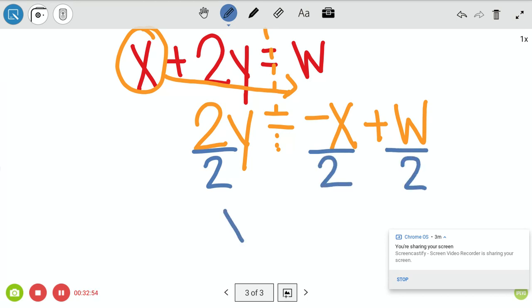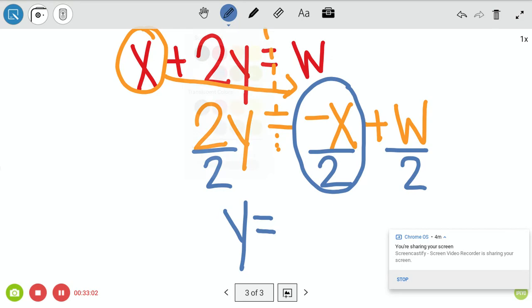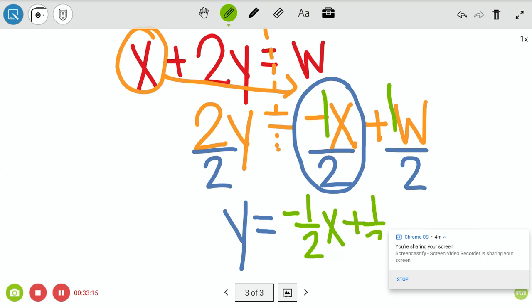So our final solution would be y equals. I want you to know that first term is not negative 2. We never write it, but there's a 1 there. So this is actually negative 1/2 x. Same thing with the w, that's a 1. So that's really plus 1/2 w. And there we have it.